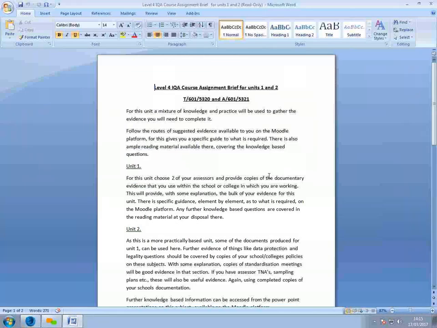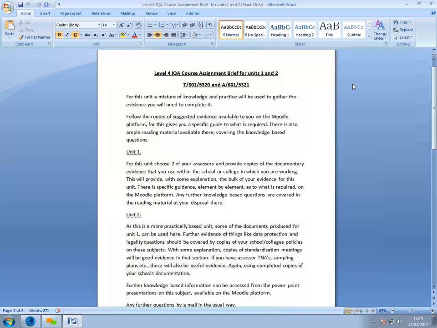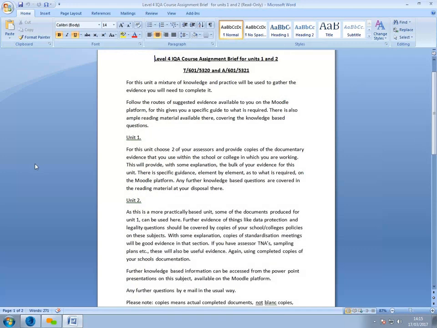Yeah, this was the course assignment brief that I sent you all. I don't know if you all read through it or not, but basically it says about this unit. It's a mixture of knowledge and practice that will be used to gather the evidence you need to complete it. Follow the routes of suggested evidence available on the Moodle platform, and I'll bring those up again in a minute anyway. This gives you a specific guide to what's required. There's also ample reading material available on there covering the knowledge-based questions.